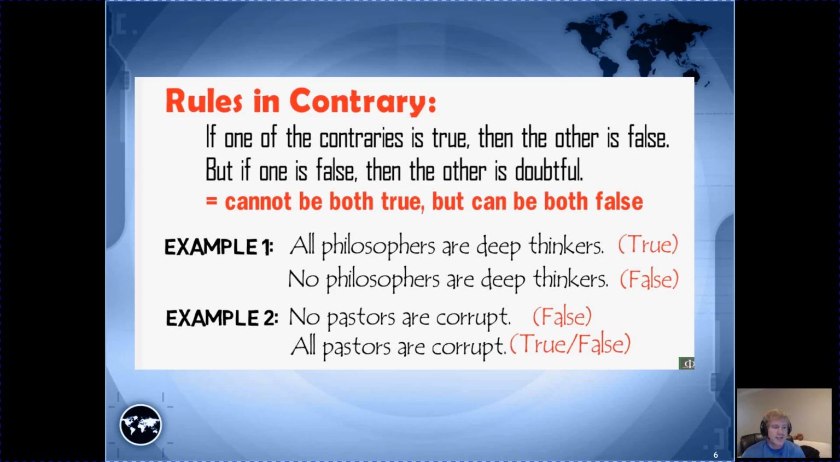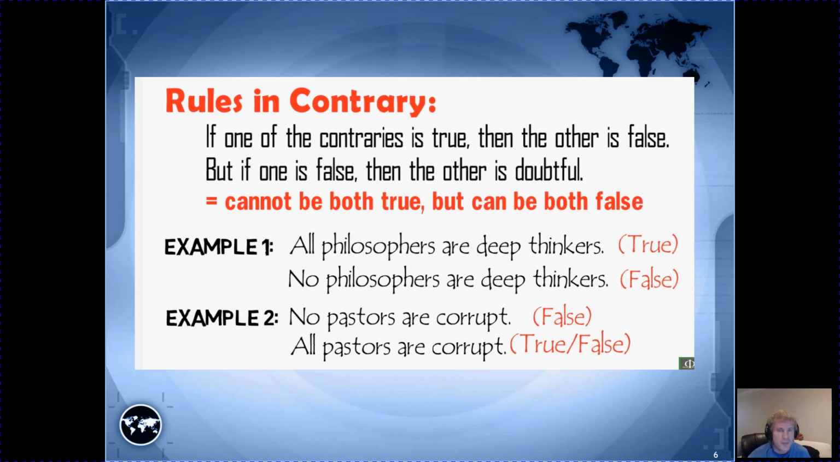Now, example 2. No pastors are corrupt. If we say all pastors are corrupt, then again, is that true or false? Take a look at that very carefully. No pastors are corrupt. If we say that is false, it's not true that no pastors are corrupt, and then we say, well, all pastors are corrupt. Well, wait a second, that could be true or false. We know that it's false that no pastors are corrupt.